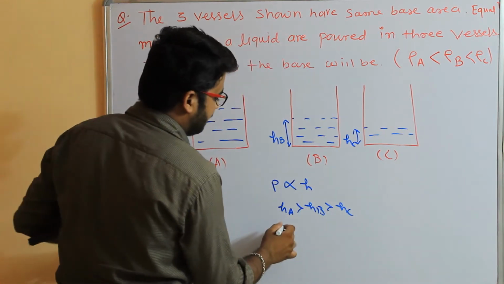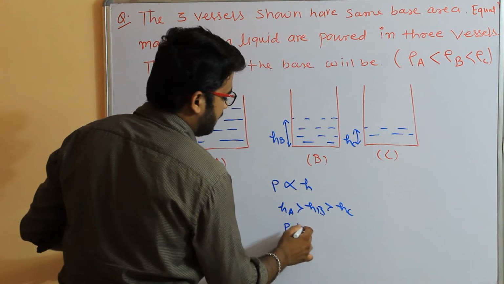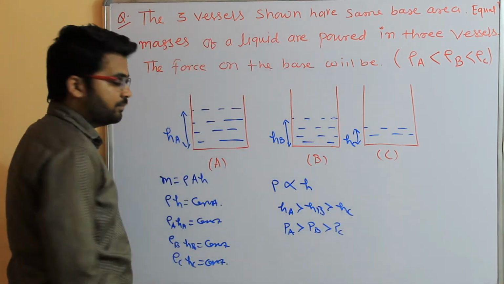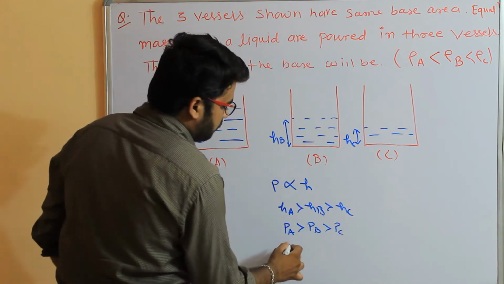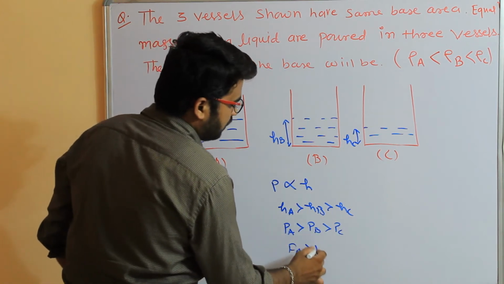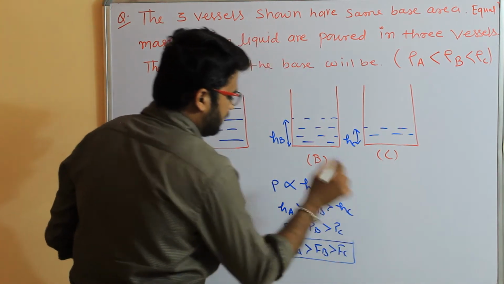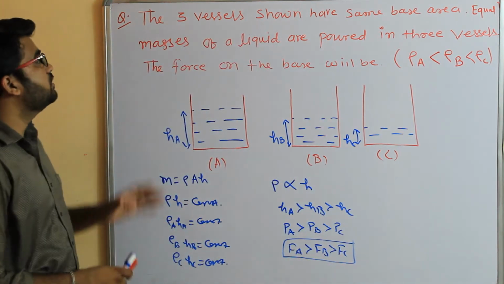तो हम बोल सकते हैं कि जो प्रेशर होगा A का वो ज्यादा होगा B से, और वो ज्यादा होगा C से, और एरिया से मल्टीप्लाई कर देंगे तो हमको मिल जाएगा फोर्स ज्यादा होगा B से और वो ज्यादा होगा C से. ये होता है इसका solution.